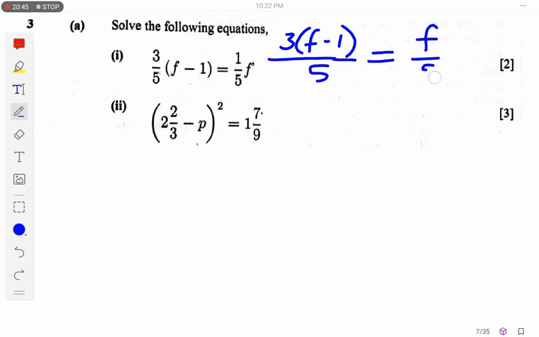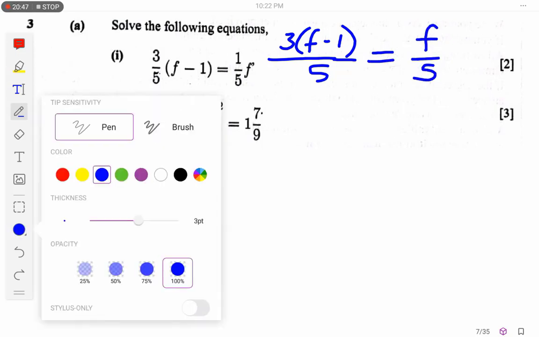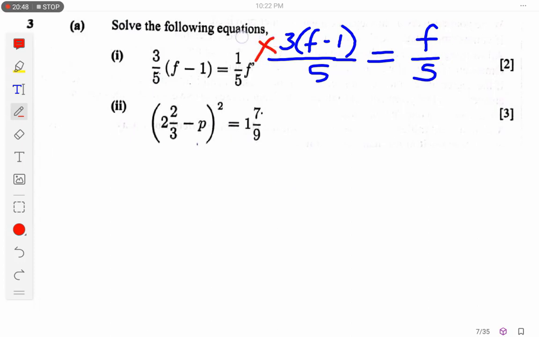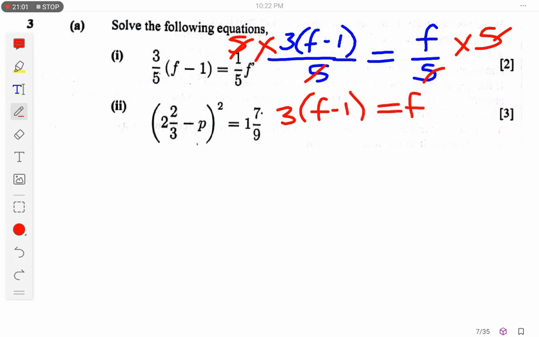So I can multiply all the sides by 5 to remove my 5. That's the easiest way I can explain to you guys. And when we do that, these 5s will cancel off each other and we will remain with 3f minus 1 is equal to f. Then removing the brackets, I'll have 3f minus 3 is equal to f.